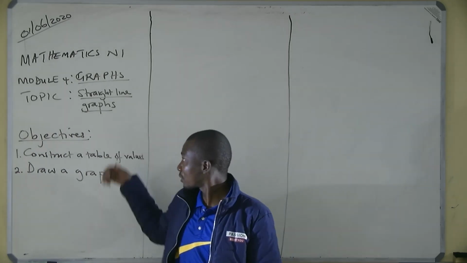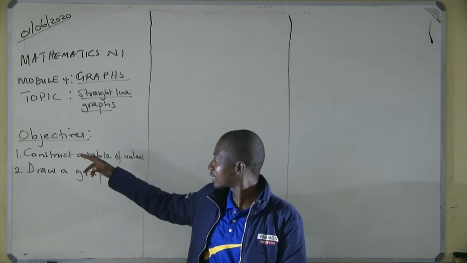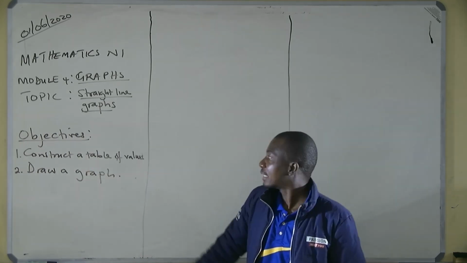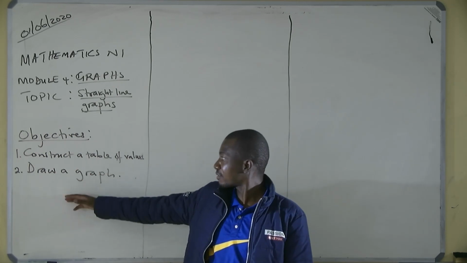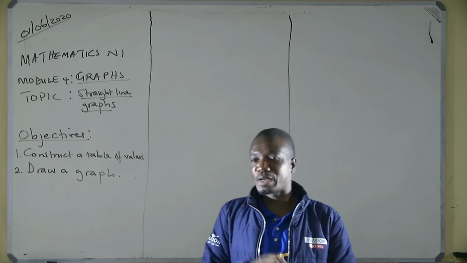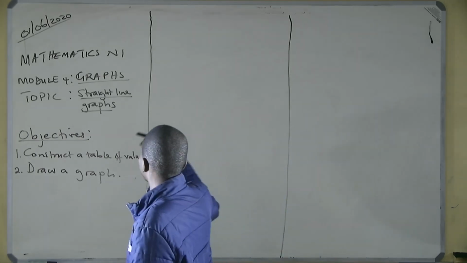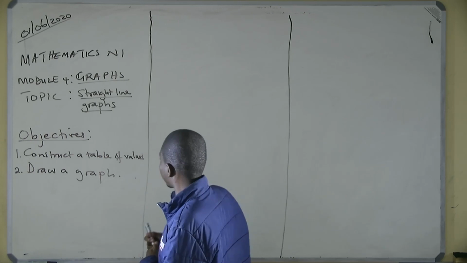At the end of this lesson, I want every learner to be able to construct a table of values. Then number 2, I want every learner to be able to draw the graph from that table of values. Now let's start by looking at straight line graphs.